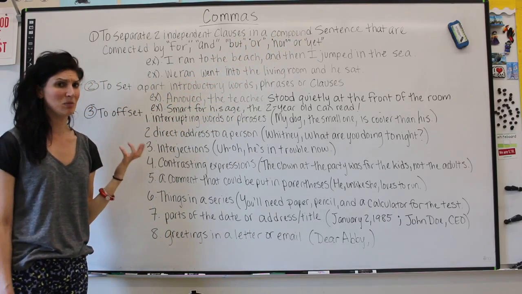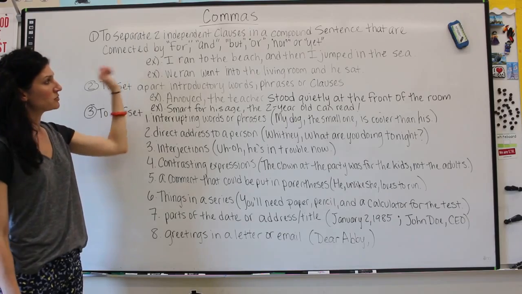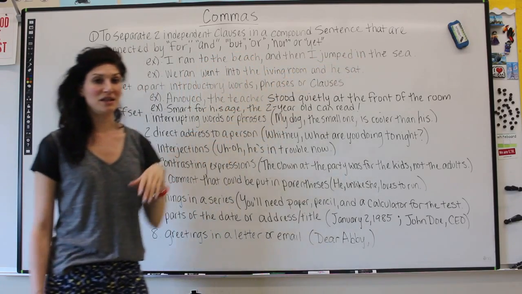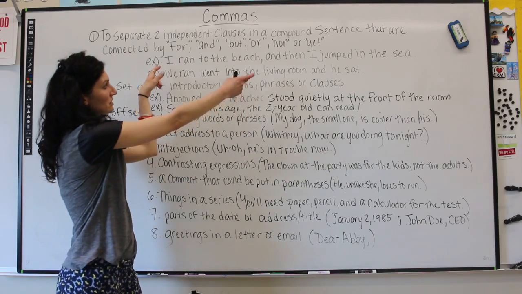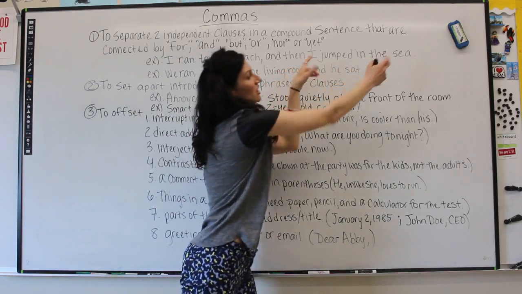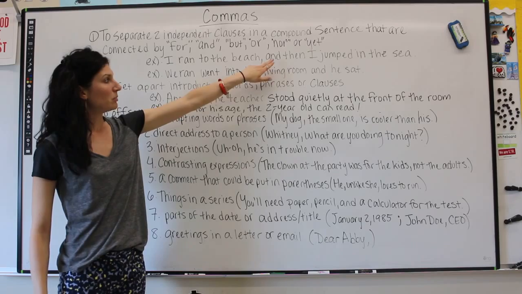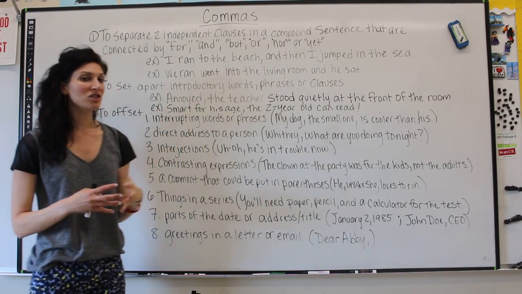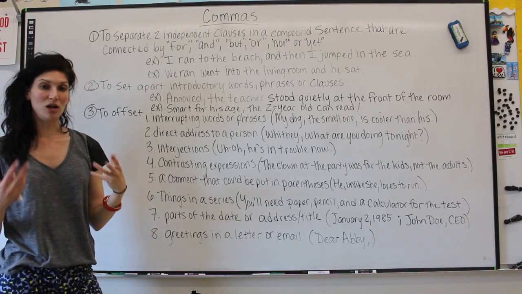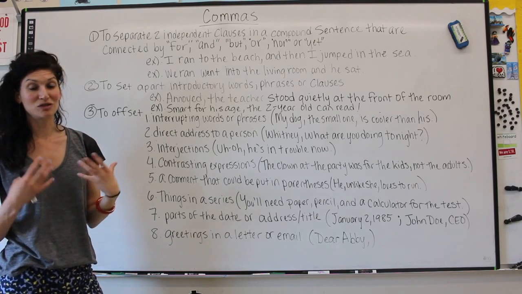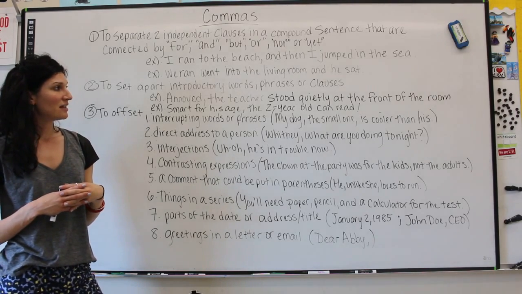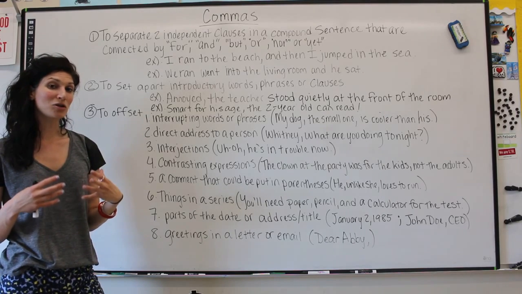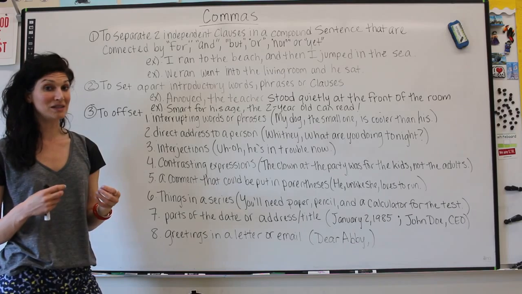So let's take a look at the example that I have here. The first one that I have is, I ran to the beach, comma, and then I jumped into the sea. As you can see, we have two independent clauses. I ran to the beach, and I jumped into the sea, and they're separated by the coordinating conjunction and, as well as a comma. Now, I think I had mentioned this in our module on compound sentences, and I had said that if one of the independent clauses was really small, then it wasn't actually necessary to use a comma to separate them.